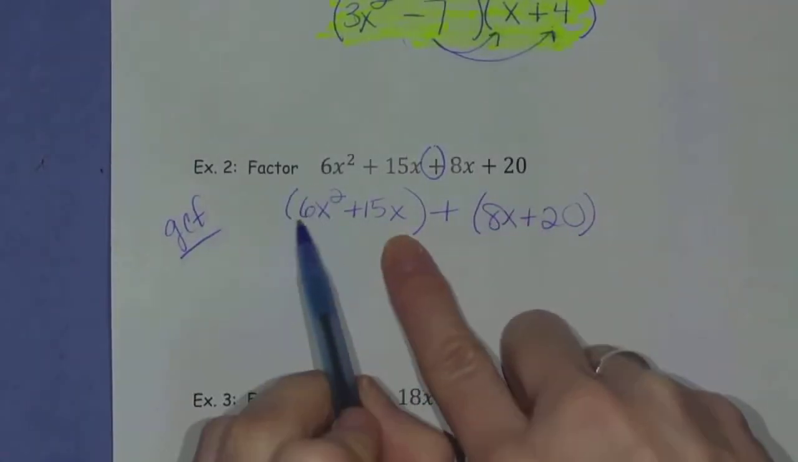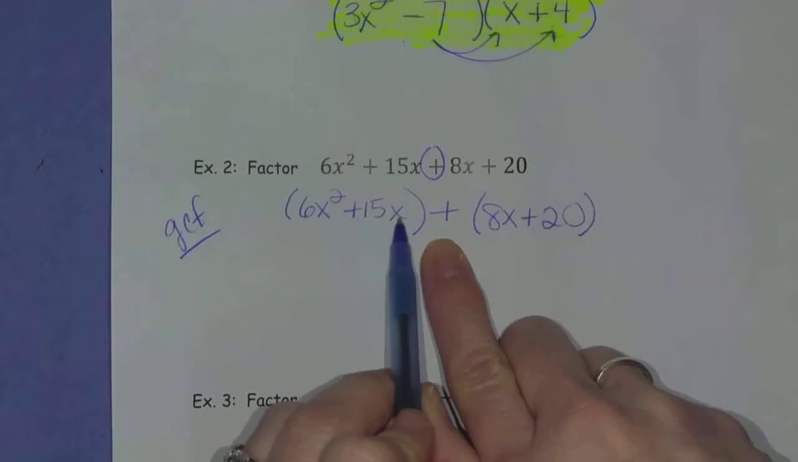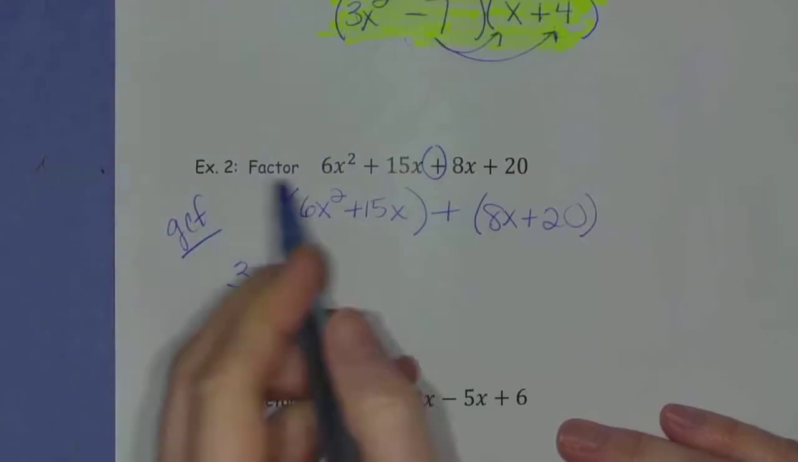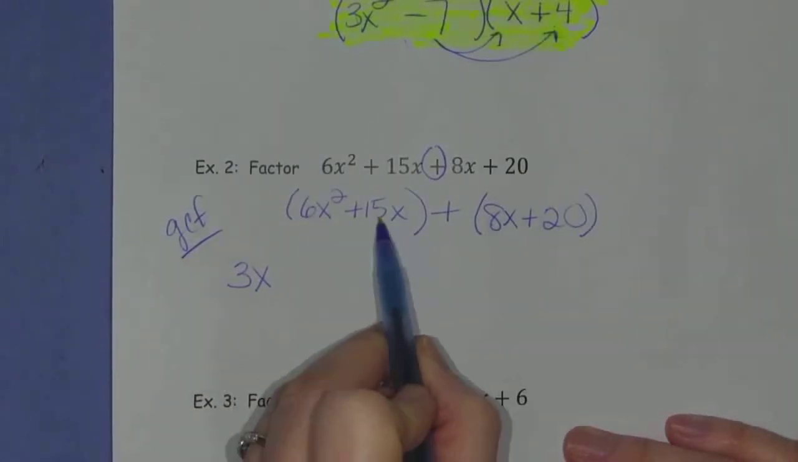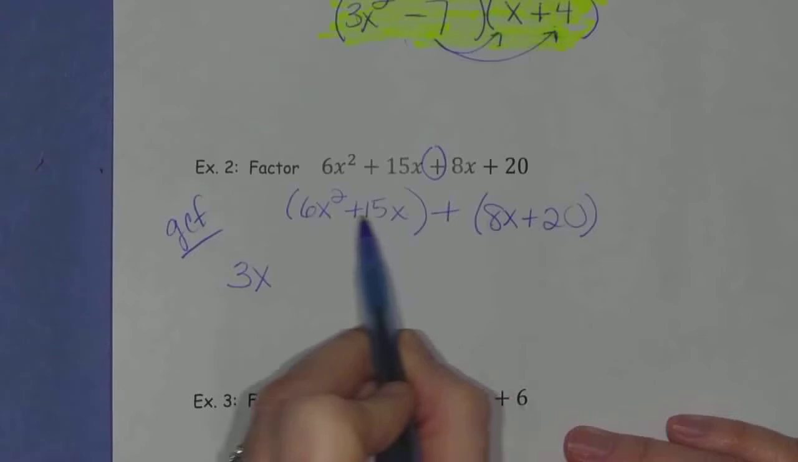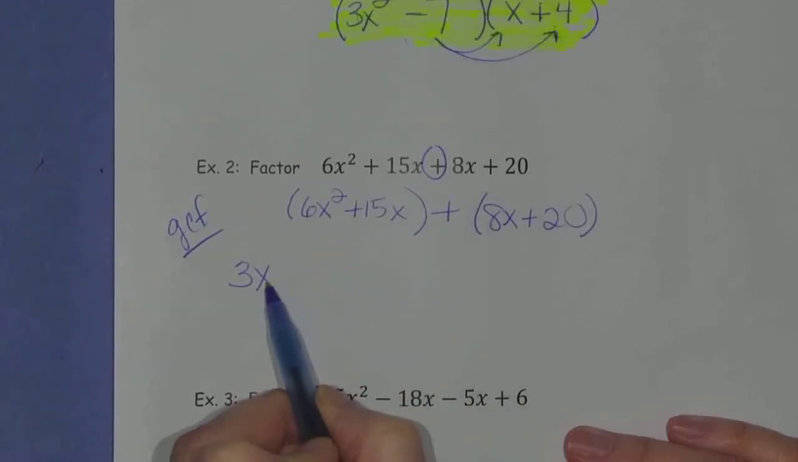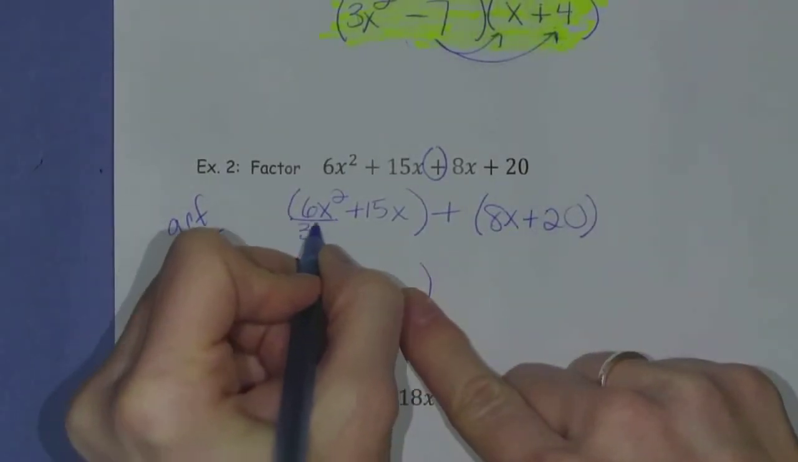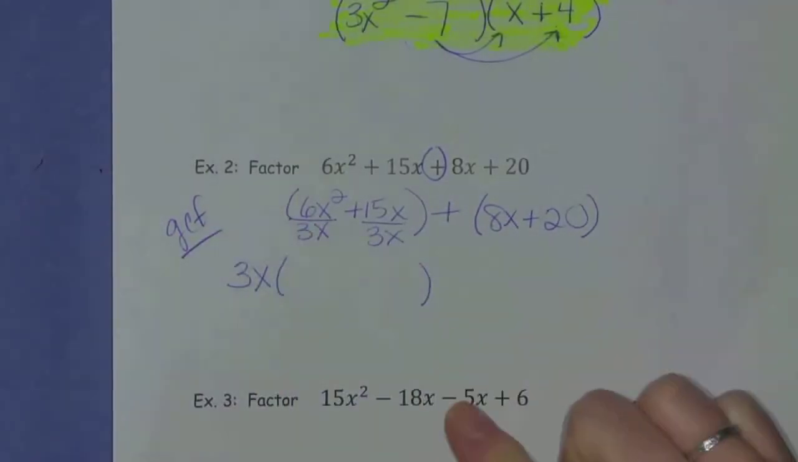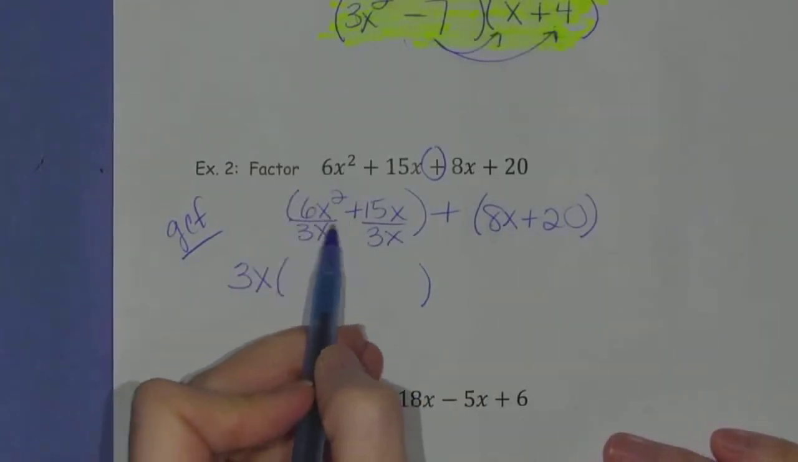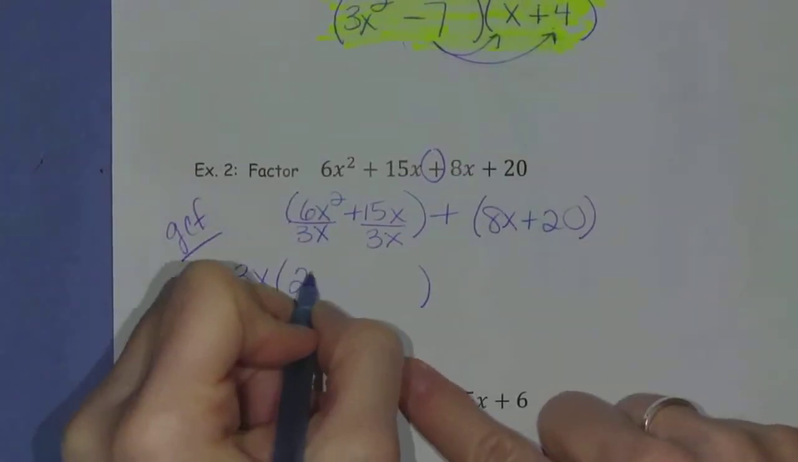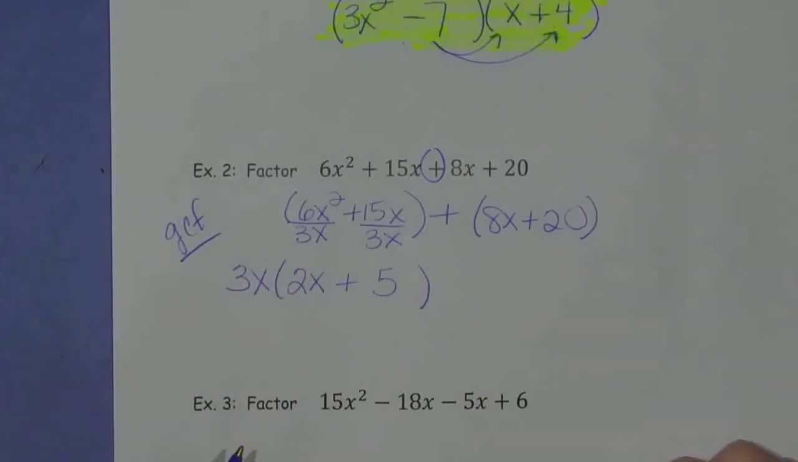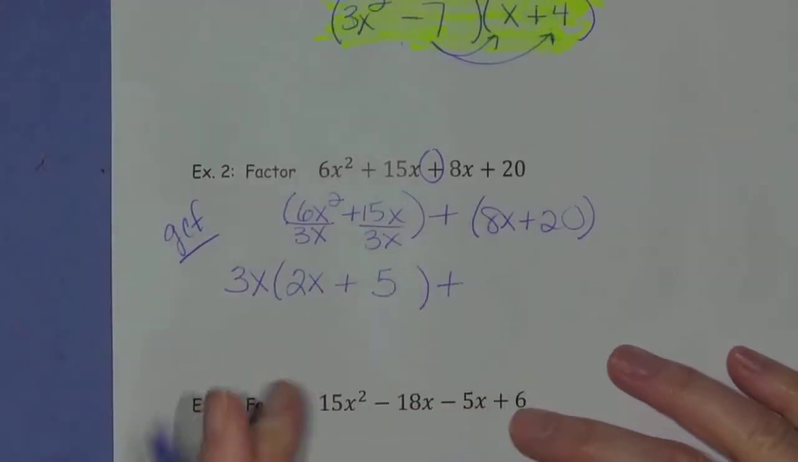So the GCF of a 6x squared and a 15x is going to be 3x. The largest number that divides into 6 and 15 is 3, and the smallest number of x's is just a single x, so 3x. And then we're going to divide each of these terms by 3x. So 6x squared divided by 3x is going to be 2x, and 15x divided by 3x is just going to be 5. Then we'll bring this addition sign down.